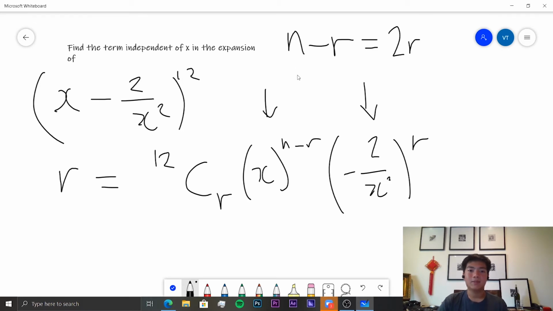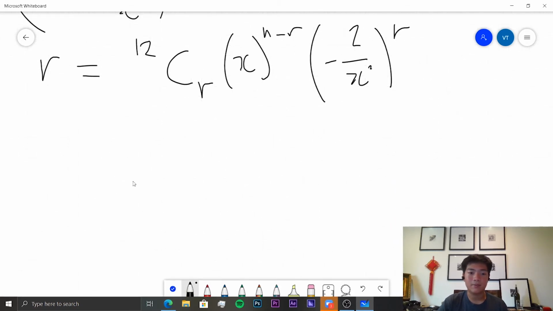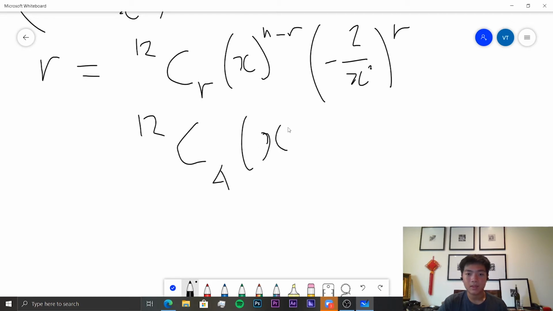In this case, we can substitute n in, so 12 minus r is equal to 2r, or 12 is equal to 3r, and r is equal to 4. So we need to make r equal to 4 to find the term independent of x. So 12 choose 4 times x to the 12 minus 4, which is 8, times negative 2 over x squared to the 4.